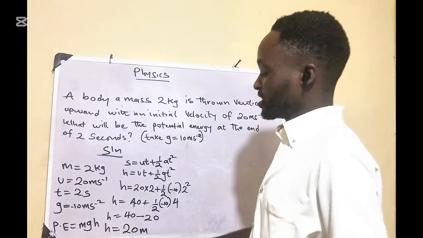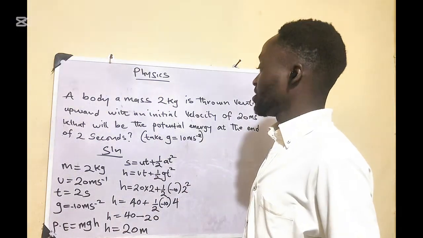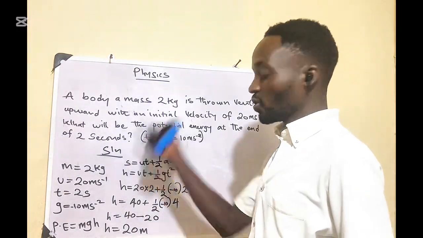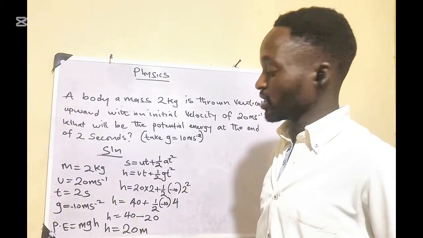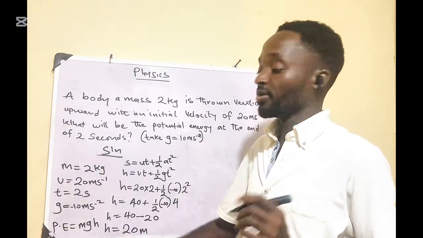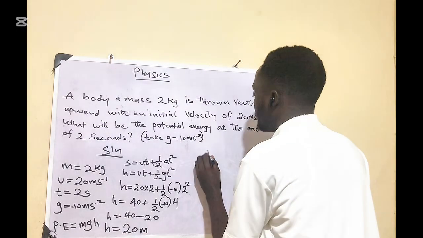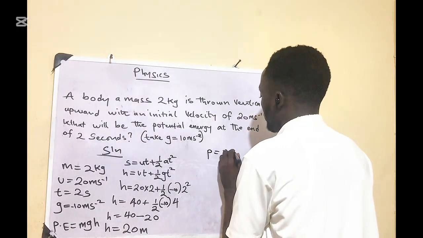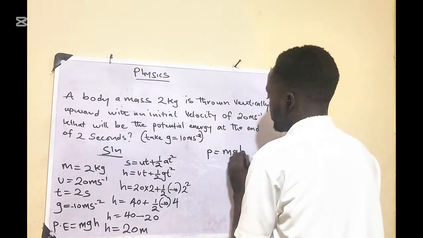So this is the height that the body reaches as it was thrown vertically upward. So now we can substitute into this formula of potential energy and get what is our potential energy. So potential energy we say is m times g times h.